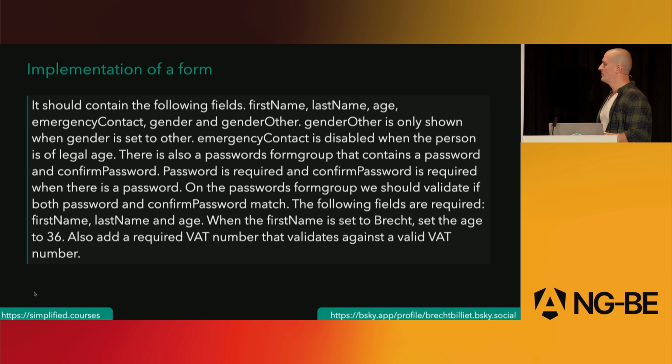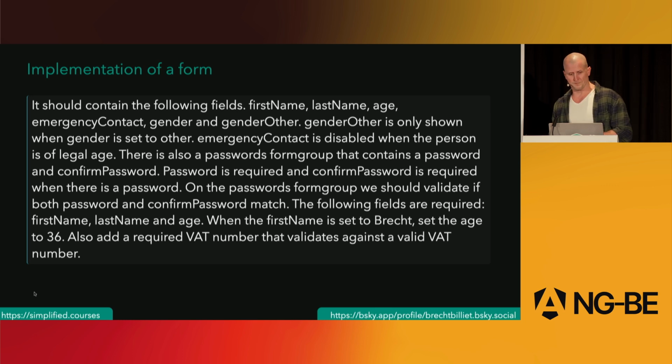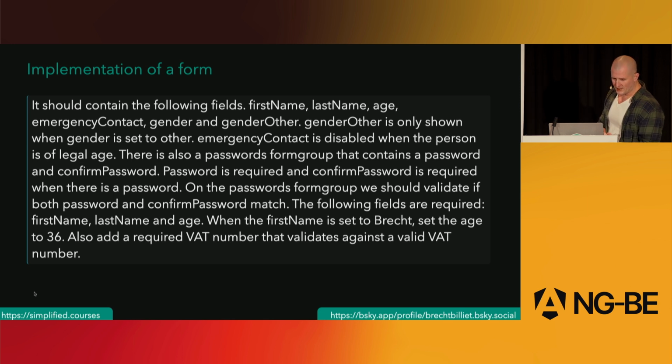So let's do an implementation of a form. So it should contain the following fields: first name, last name, age, emergency contact, a gender, also a gender other. The gender other is only shown when gender is set to other. Emergency contact is disabled when the person is of legal age. There's also a passwords form group that contains a password and confirm passwords. Password is required and confirm password is required, but only when there is a password. On the password form group, we should validate if both password and confirm password match.